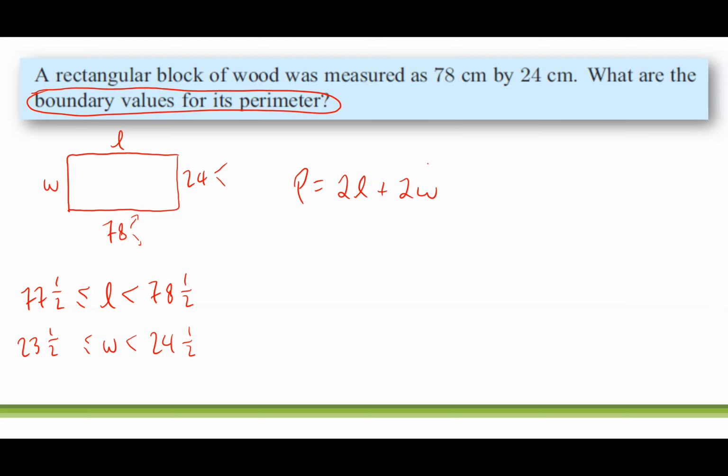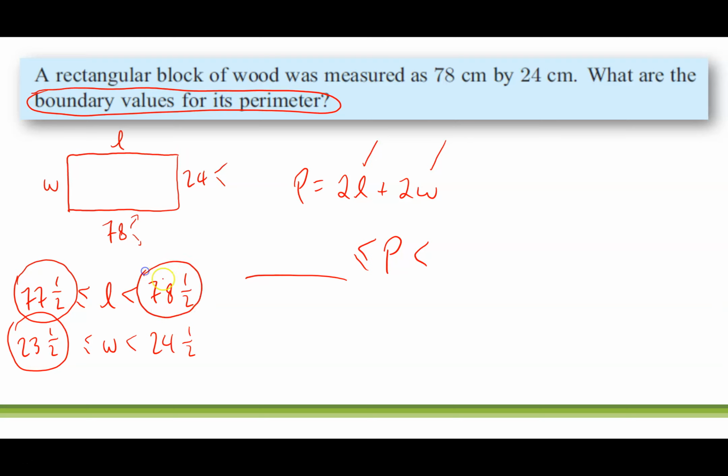And what I do is, if I want to find the boundaries of the perimeter, I take the smallest length and smallest width and I place them in both of these positions, and that will give me the smallest perimeter. If I want to find the biggest possible, it would happen when the biggest possible length was used and the biggest possible width was used, and I would do the same there.